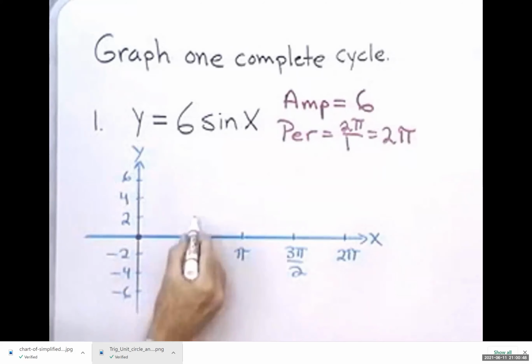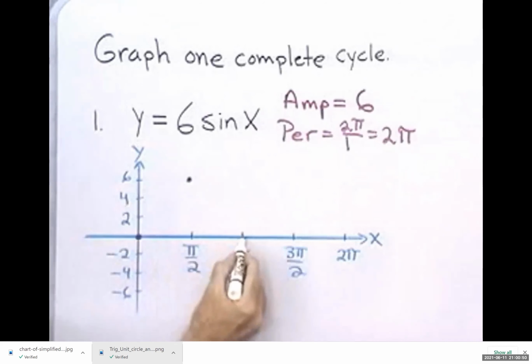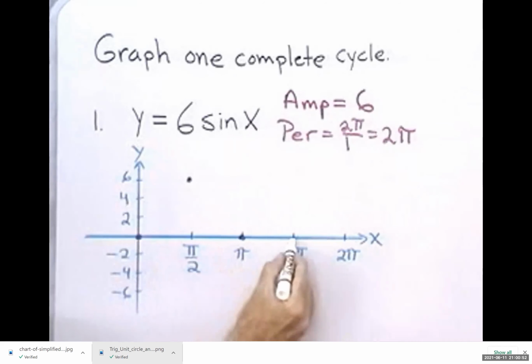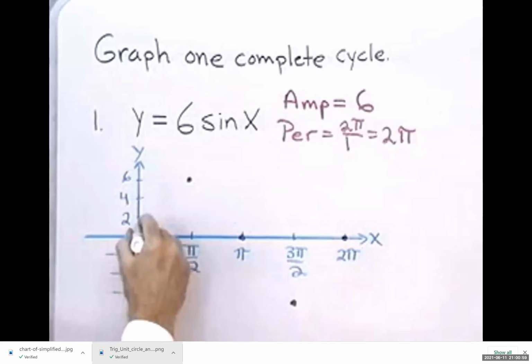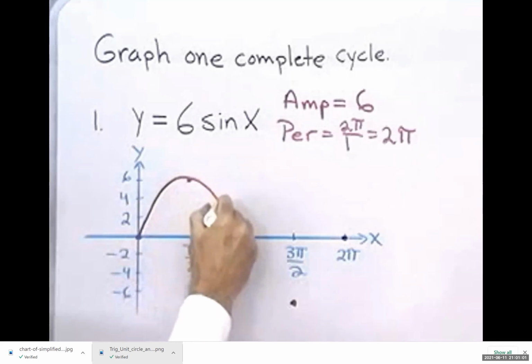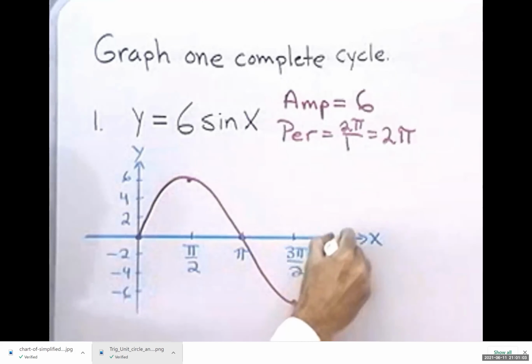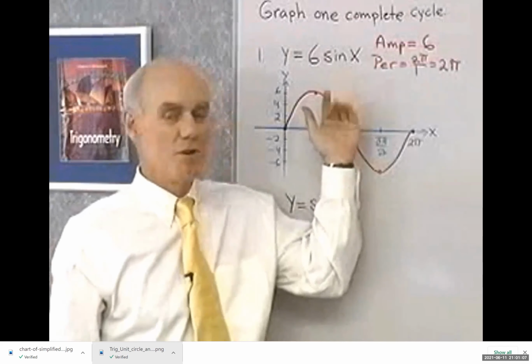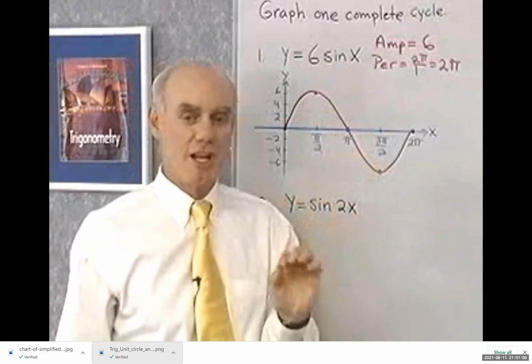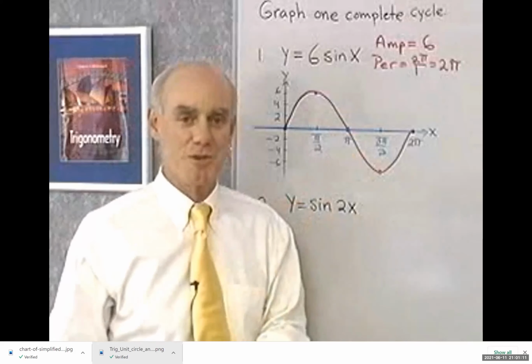At pi over 2, it's going to be up to 6. At pi, it'll be back down to 0. At 3 pi over 2, it'll be down to negative 6. And at 2 pi, it will be at 0. So I can sketch the graph of that curve nice and neatly, going through those points. That's a nice quick way to sketch the graph of these trig functions: look at the coefficients and then identify from them the amplitude and the period.